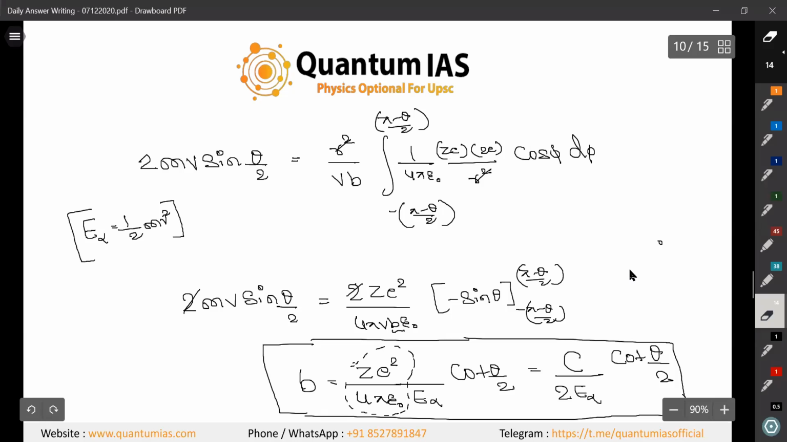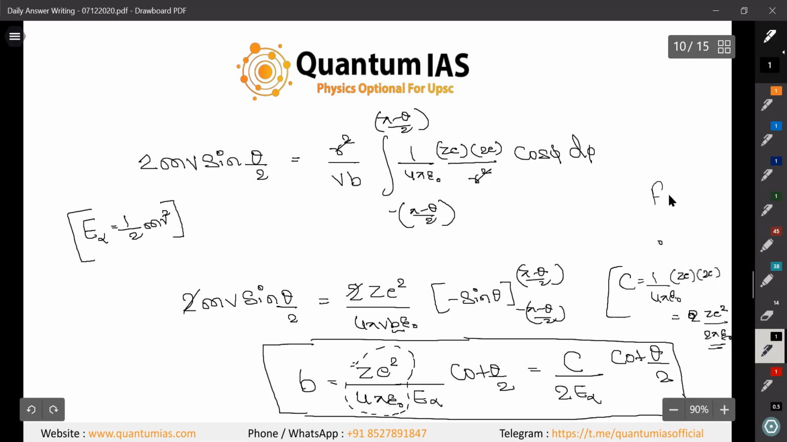Where simply C is equal to 1 upon 4 pi epsilon naught, Ze into 2e, which is basically, the 2 and 2 will cancel out each other, to Ze square upon 2 pi epsilon naught, right? So that's why I have written C by 2e alpha, because it will become in the force, right? So force will become simply C by R square.